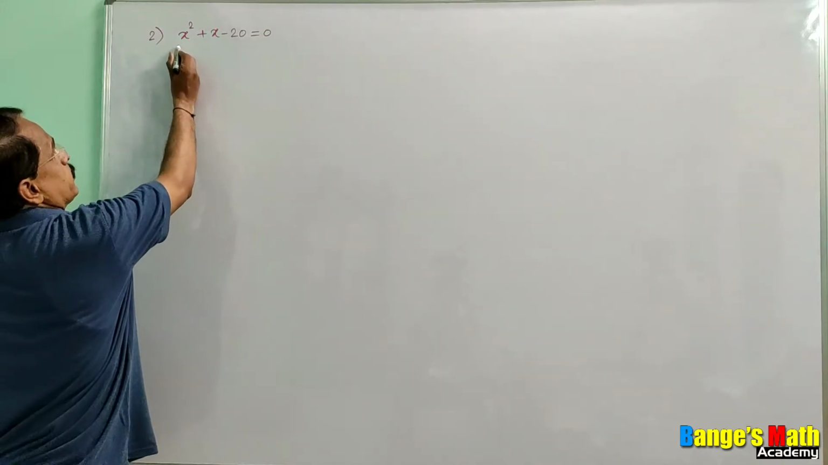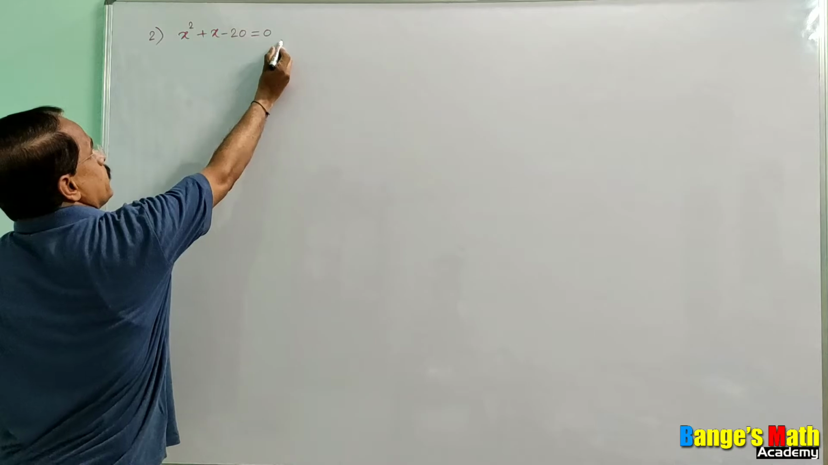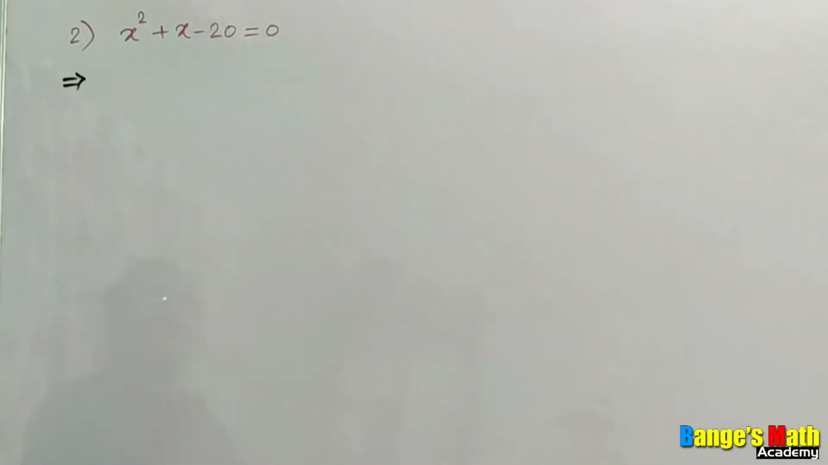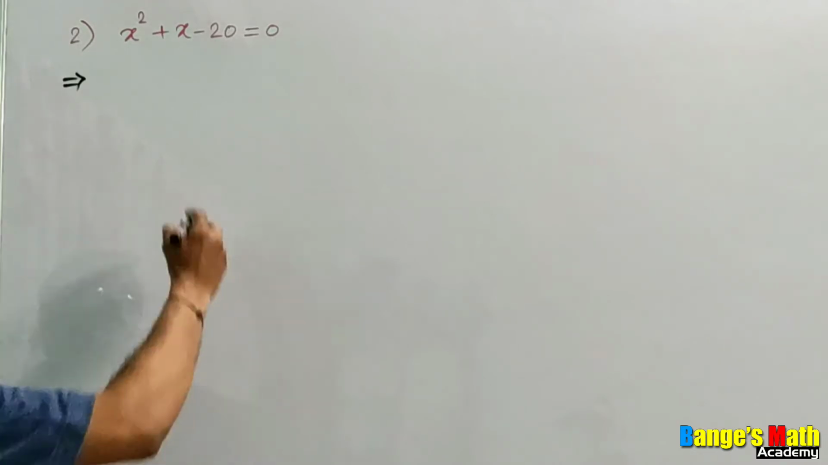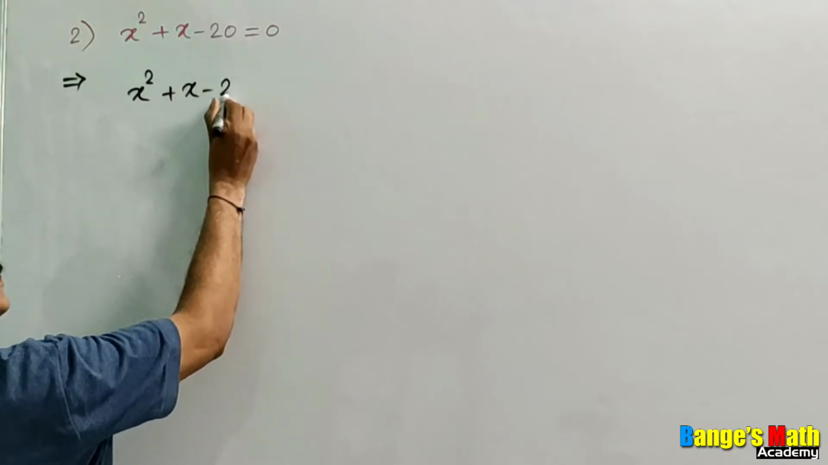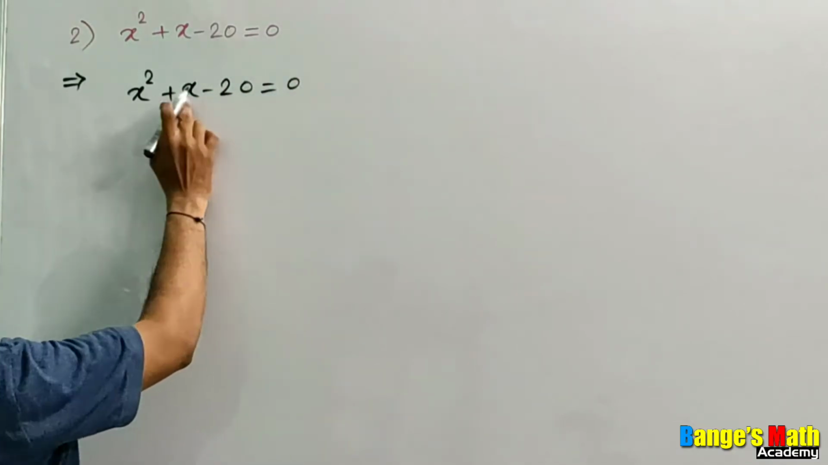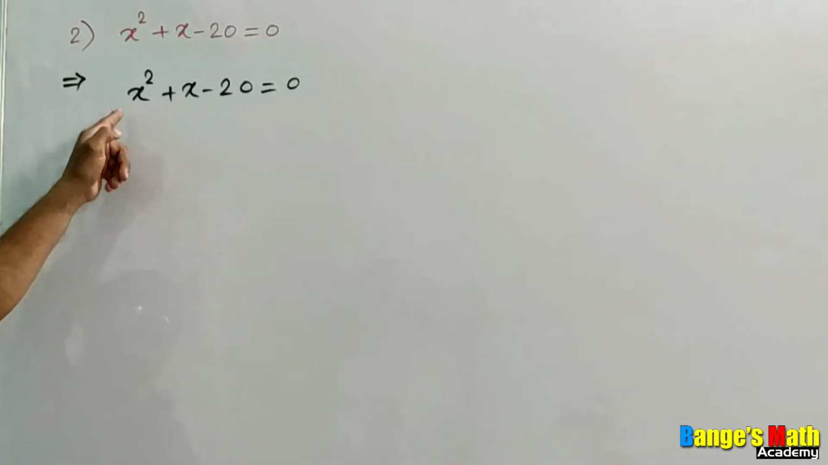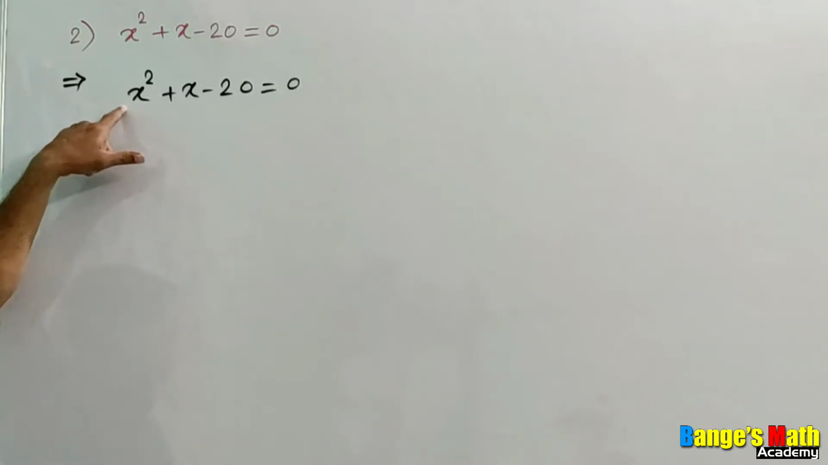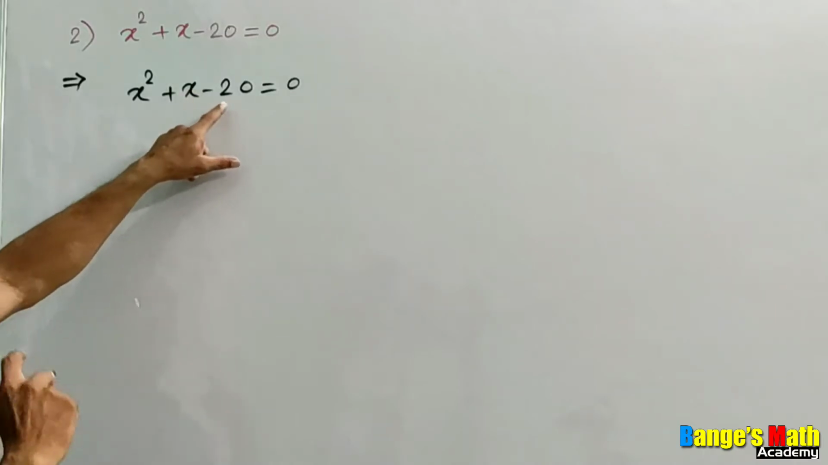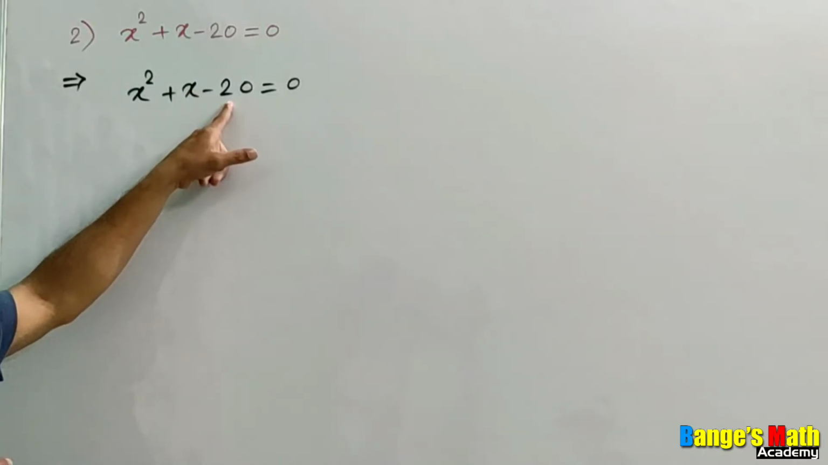Second example, x square plus x minus 20 is equal to 0. We have to solve given quadratic equation by factorization method. So write down given example as it is. x square plus x minus 20 is equal to 0. By splitting the middle term, see given quadratic equation, here coefficient of quadratic term is 1, middle term is 1 and constant term is minus 20.